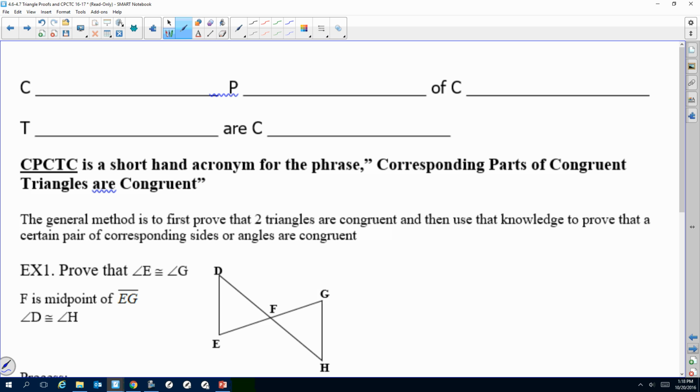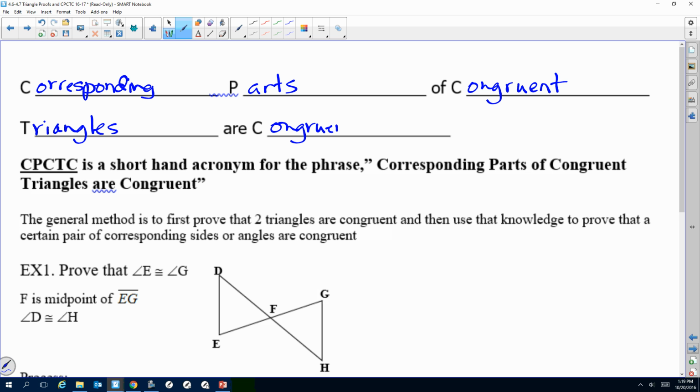CPCTC. C is for corresponding. The corresponding parts of congruent triangles are congruent. The corresponding parts of congruent triangles are congruent.